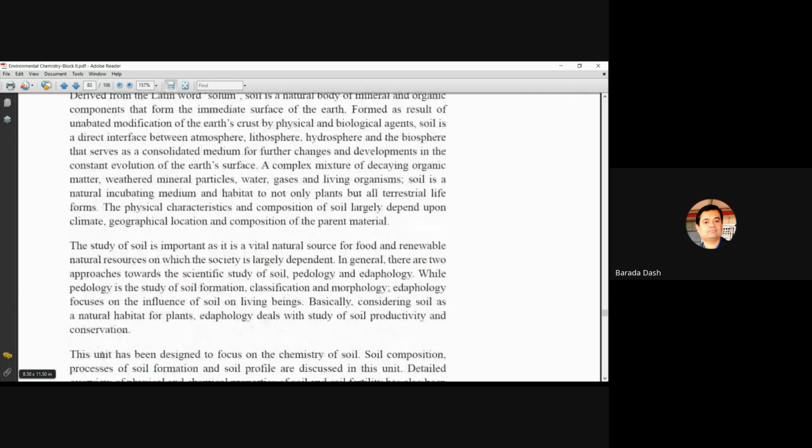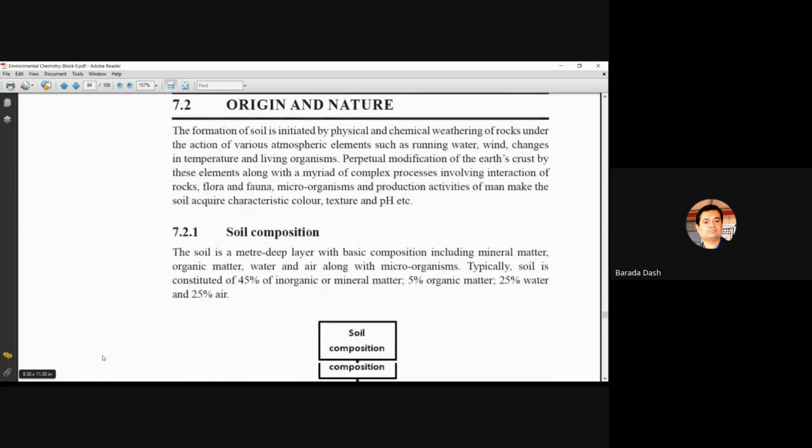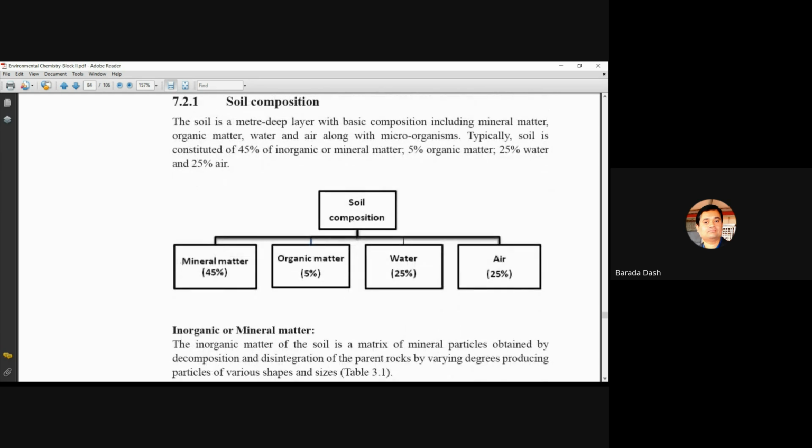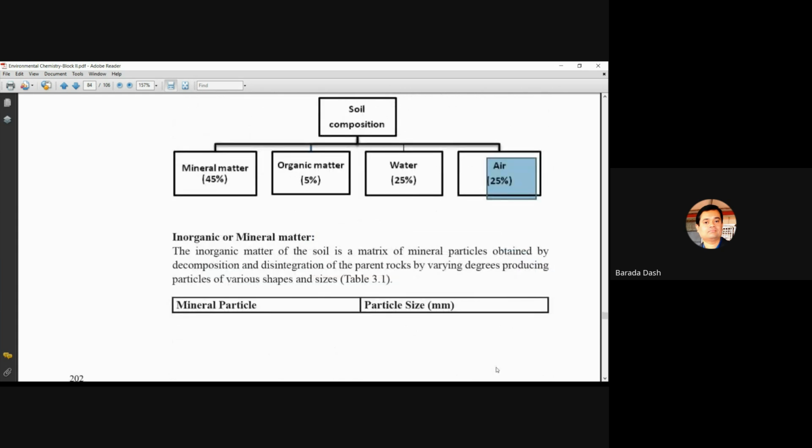So what is the composition of soil? The soil is a meter-deep layer with basic composition including mineral matter, organic matter, water, and air along with microorganisms. Typically, soil is constituted of 45% inorganic or mineral matter, 5% organic matter, 25% water, and 25% air. So composition: mineral 45%, organic 5%, water 25%, air 25%. So that's the composition.